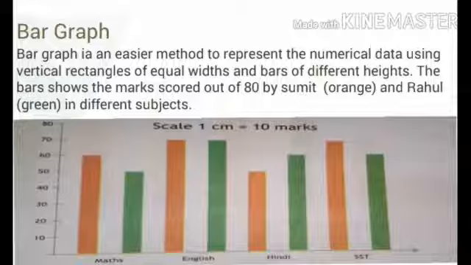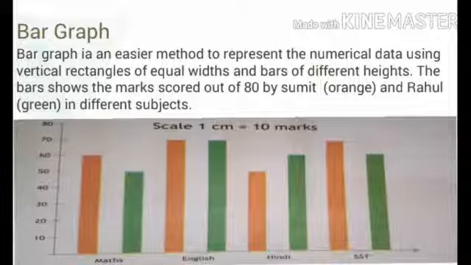So, Sumit scored 60 in maths and Rahul scored how much? 50. Okay, so Sumit scored 60 and Rahul scored 50 in maths. So let us see in English. In English, both the height of the bar is equal and it is at 70. So Rahul and Sumit, they both scored 70 in English.